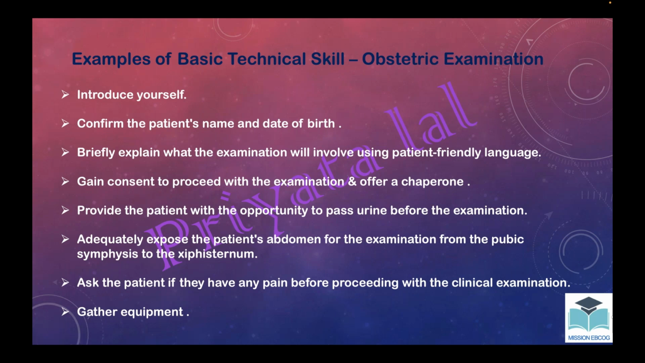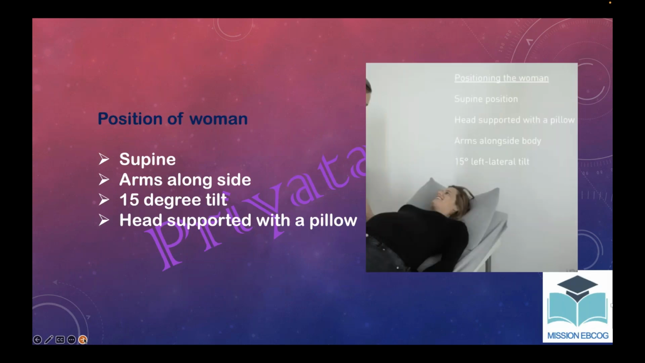Then we know how many parts of the examination there are. The first part will be positioning of the patient. It should be a supine position, and arms can be alongside. There could be a little tilt and the head is supported. Okay. So the next step would be inspection.